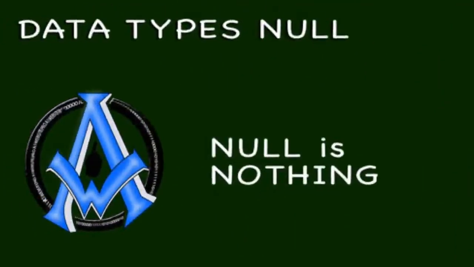So let's go into nulls in PHP 7 data types. Null only holds one value. It basically means nothing. It means that nothing is in that data string. So let's take an example of the null data type in PHP 7.